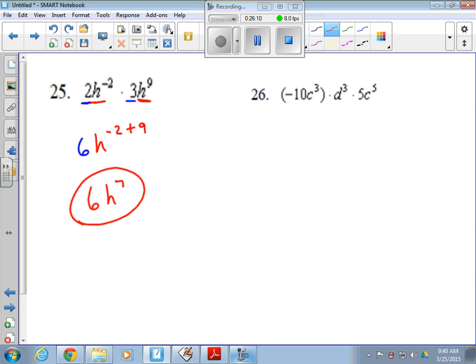You're multiplying all three of these terms. Negative 10, the coefficients first, and 5 is negative 50. Then you're multiplying the variables, c to the third times c to the fifth. That's c to the 3 plus 5. You add the exponents. Then you have only one d, and it's to the third power. So when we simplify this, it's negative 50. C to the 3 plus 5 is 8. D to the third.